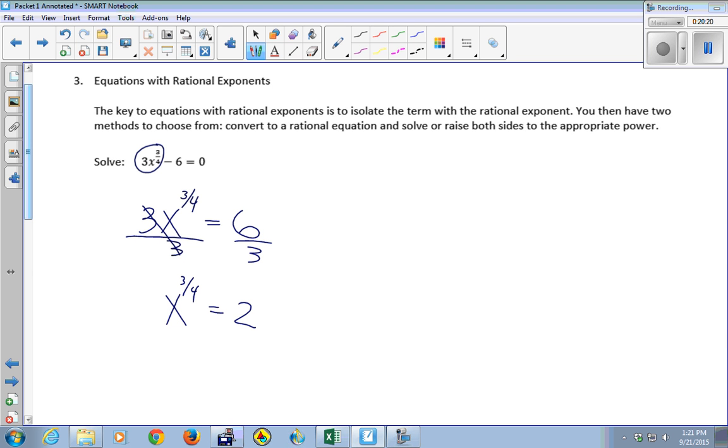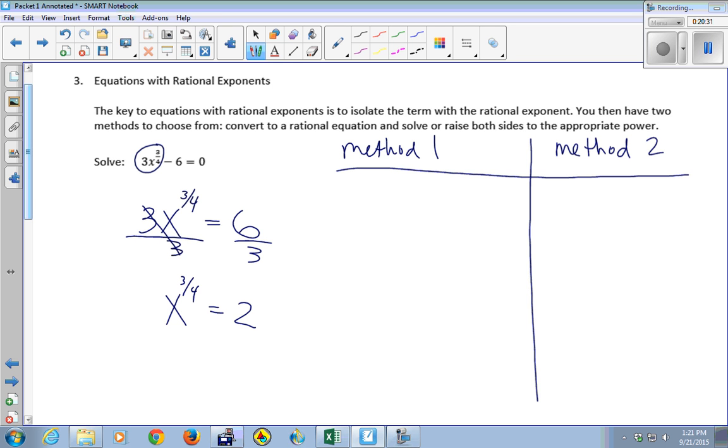Okay, so now I have two methods to choose from. So I'll put it over here. Method 1, method 2. You have two methods to choose from. You can always just use your favorite. You don't have to know how to do both of them. I'm going to show you them both right now. So the first one is to convert to, oops, look at that. It's already a rational equation. Convert to a radical equation and solve.